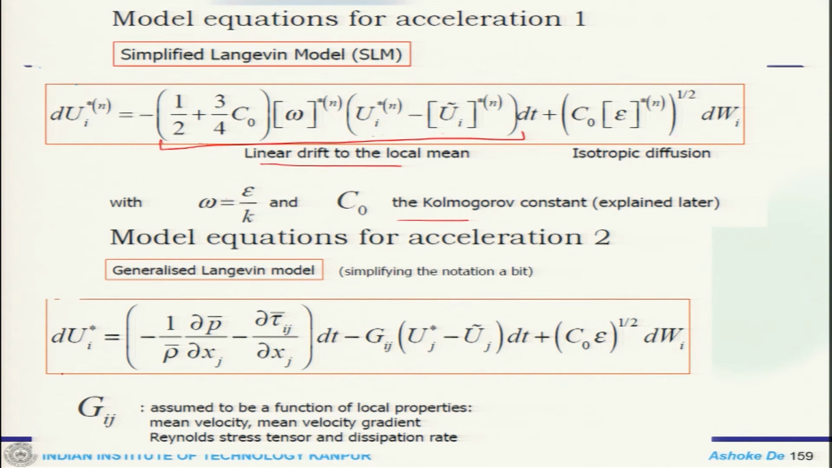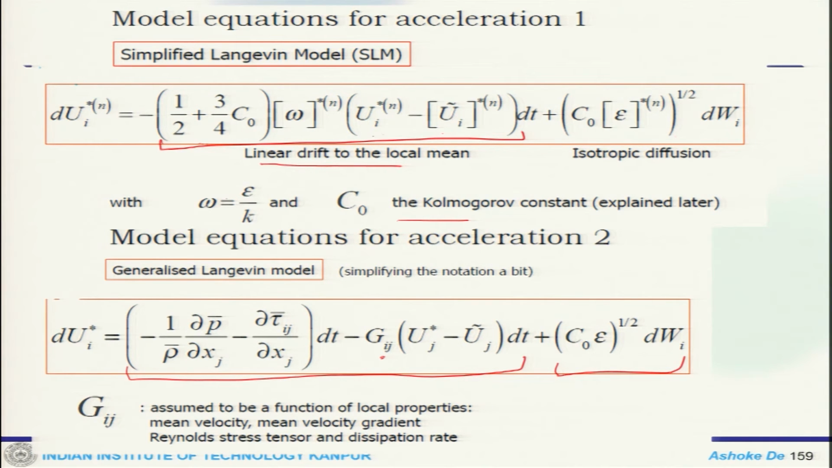But then there is another model, which is the generalized Langevin model. How it calculates this drift: there is a diffusion term, which is a Wiener process, then it has a pressure gradient and shear stress gradient, and then there is a process. This function G depends on local properties: mean velocity, velocity gradient, stress and dissipation rate.